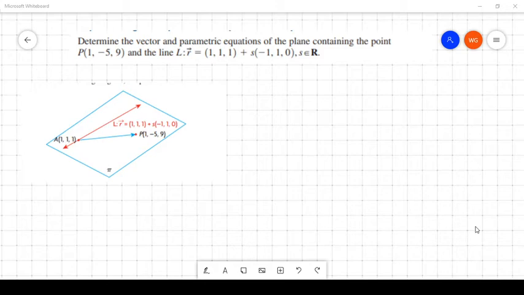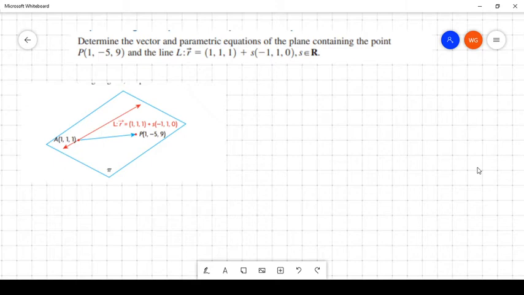So in this situation, I'm giving you a different scenario that could be presented to you in terms of the initial information. Your job would be to find the vector equation of the plane based upon this limited amount of information. So here's the information. You can read at the top. It says, determine the vector and parametric equations of the plane containing the point (1, -5, 9) and the line (1, 1, 1) + s(-1, 1, 0).